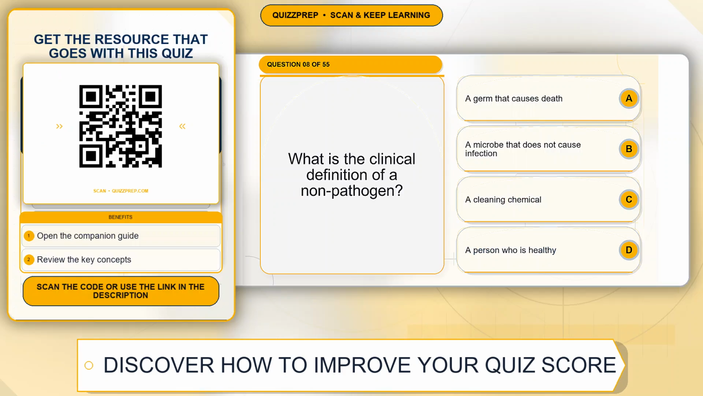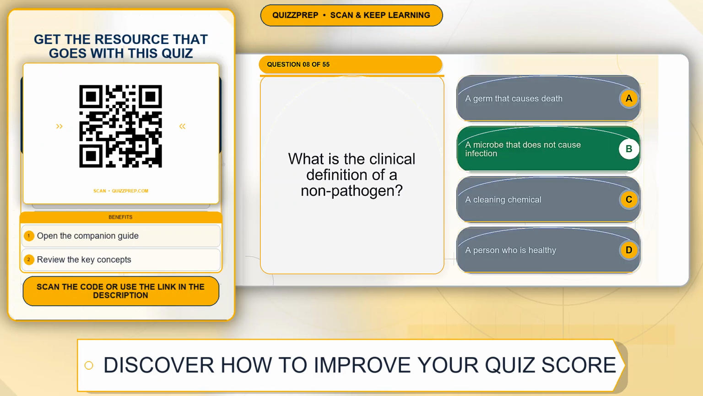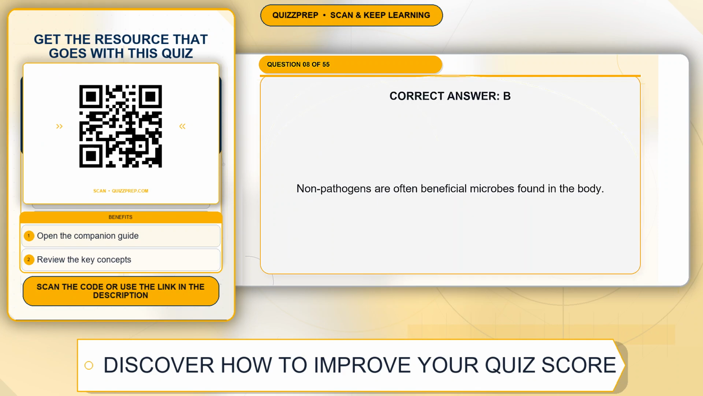Question 8. What is the clinical definition of a non-pathogen? Option A, a germ that causes death. Option B, a microbe that does not cause infection. Option C, a cleaning chemical. Option D, a person who is healthy. The correct answer is option B, a microbe that does not cause infection. Explanation. Non-pathogens are often beneficial microbes found in the body.